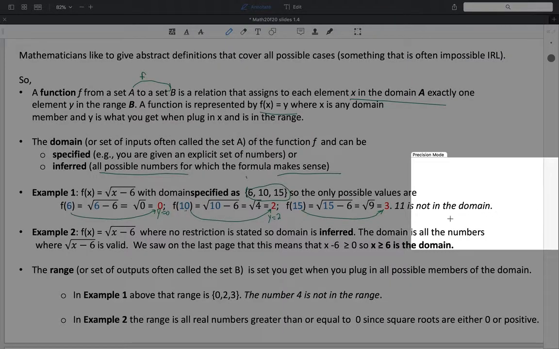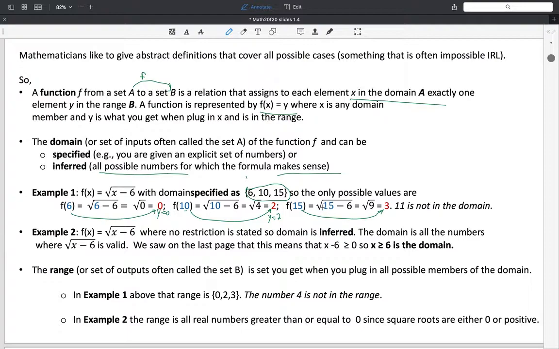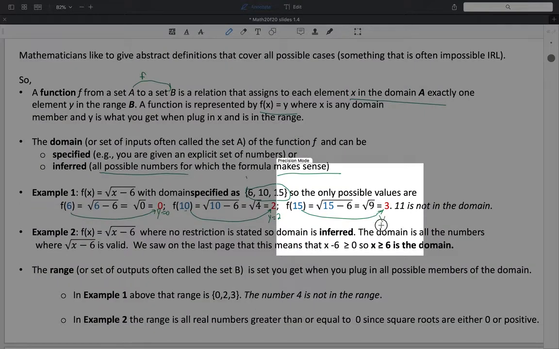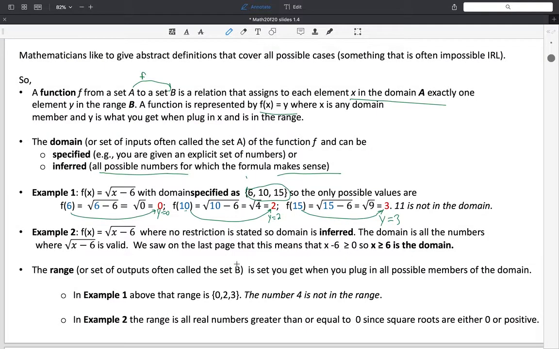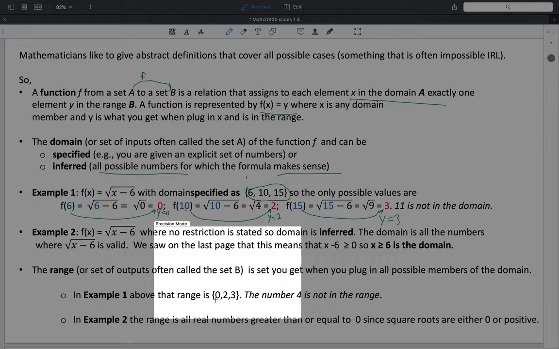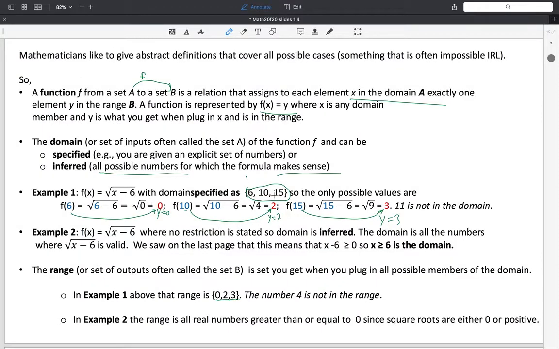That tells us that y is 3, y is 2, y is 0 are the only possible y values. So up here we have the range, because the domain is specified as 6, 10, 15. I'm sorry, the domain is specified as 6, 10, 15, so our range is only 0, 2, 3. That's because of these numbers.